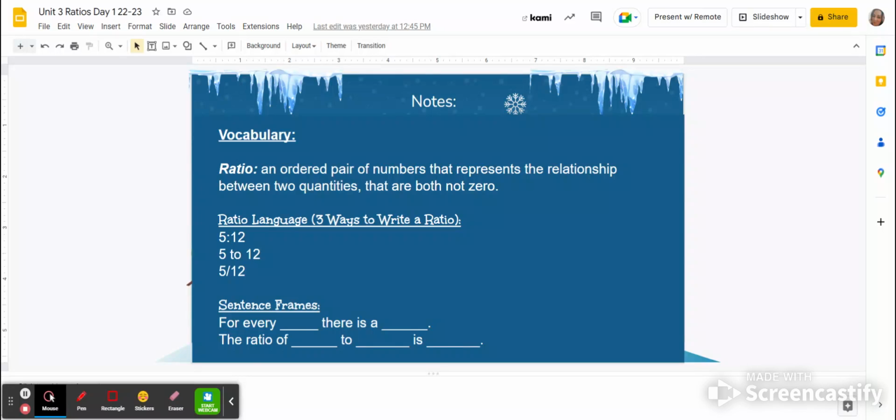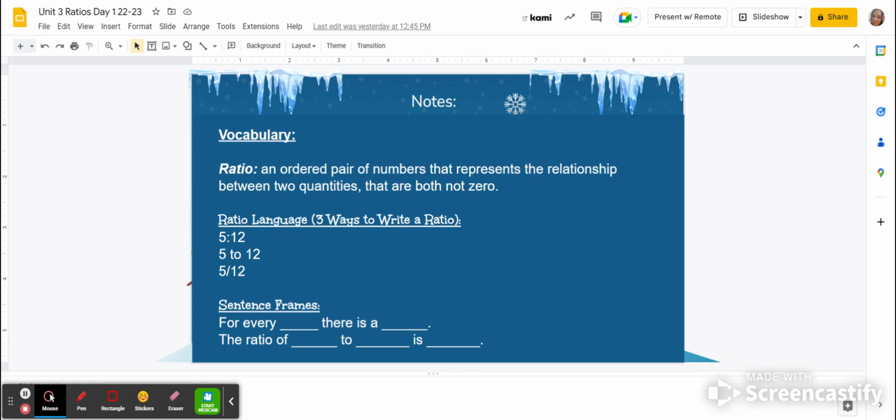All right, so just to refresh, our vocabulary is ratio, an ordered pair of numbers that represents a relationship between two quantities that are both not zero. So apples to oranges, how many A's to E's we got in class. It can be written in three ways: 5:12, so 5 apples to oranges, 5 to 12, or 5, our little fraction bar, to 12.